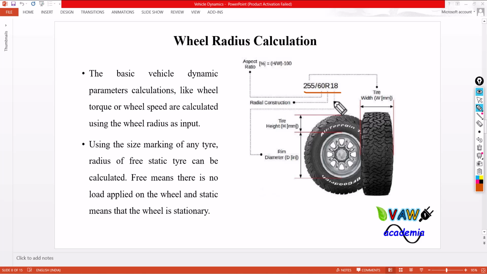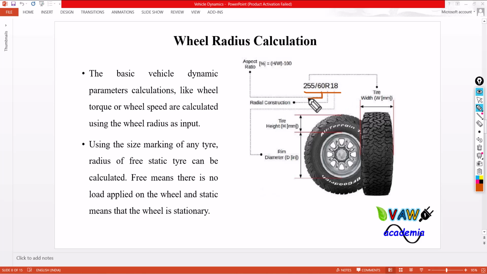225/60R18. This is a tire mark sizing for free static tires. Free means there is no load applied on the tires. Static means the wheel is stationary. Here the 225 refers to the tire width in millimeter. Here the unit is very important because each and every parameter is in a different unit. 225 refers to tire width in millimeter.